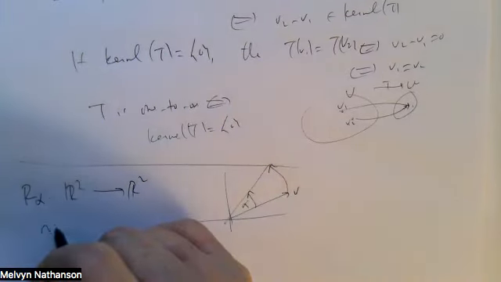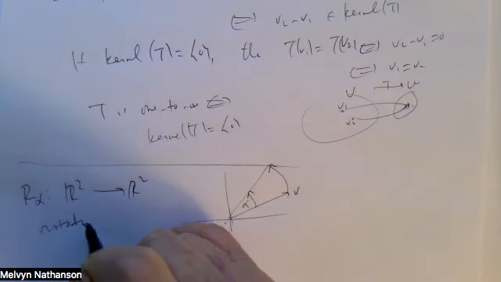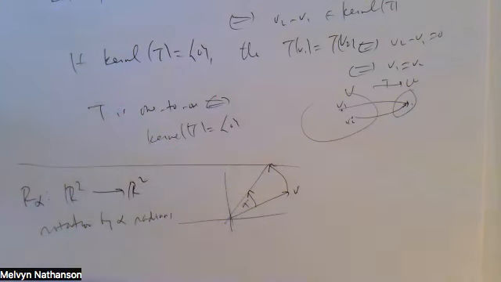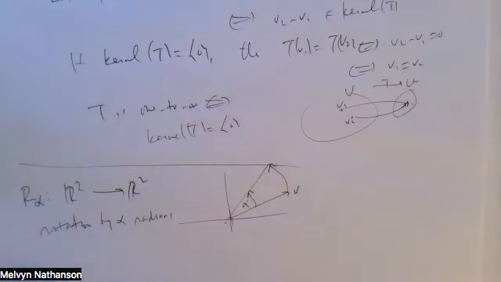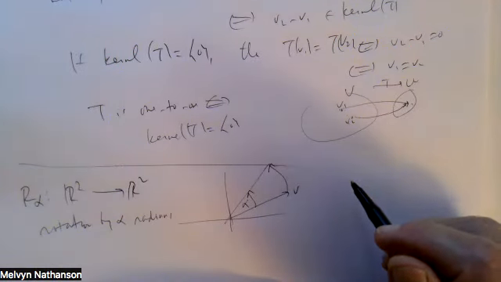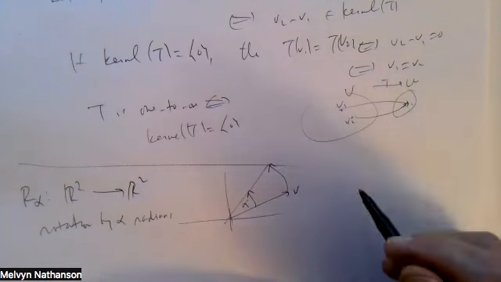So this is rotation around the origin by alpha radians, right? We always use radian measure. 2 pi is equivalent to what you would used to call 360 degrees. And rotation is a linear transformation. What is the matrix for the rotation function?